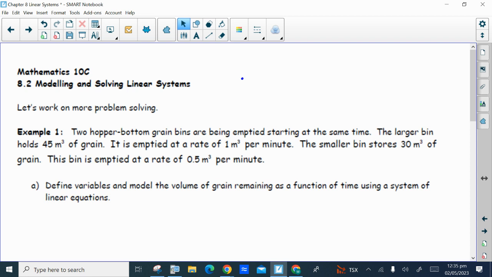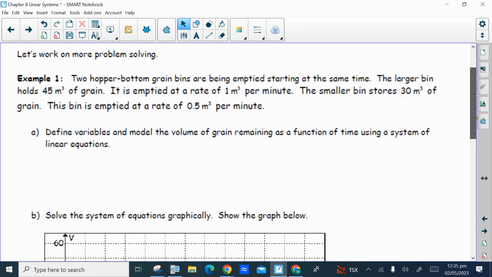We're asked to define variables, model the volume of grain remaining as a function of time using a system of equations. So this basically tells us what our two variables are going to represent. We want to model the volume, so the volume will be one of our variables as a function of time. So that'll be our second piece.